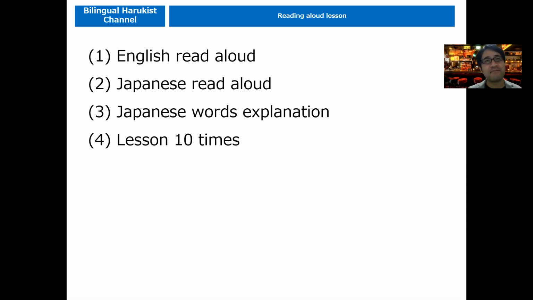My recommendation is 10 minutes per day, almost every day. If you do, I hope your Japanese pronunciation and your Japanese speaking skill will improve much more efficiently. All right, let's get started.